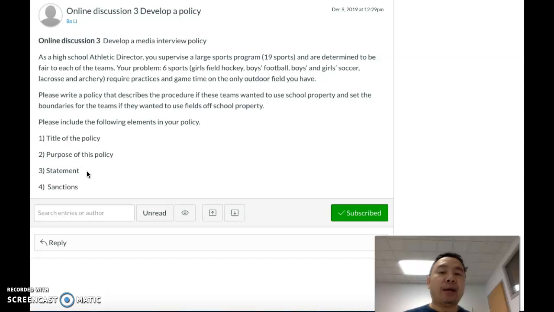The second thing you have to think about when you're creating this policy is if the team decided to use facilities outside the school, what are the procedures like? How should they apply for these? You have to think about those potential risks when they're not using facilities that belong to the school itself. Right, so would you allow them? If you allow them, what are the procedures? If you do not allow them to use a facility not associated with the school, how are you going to deal with that problem and those challenges? And of course, the sanction. If someone violates these policies, what do they have to do?